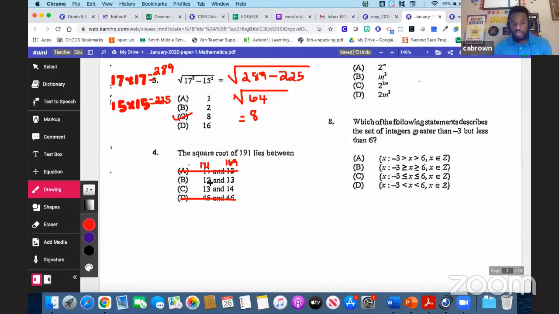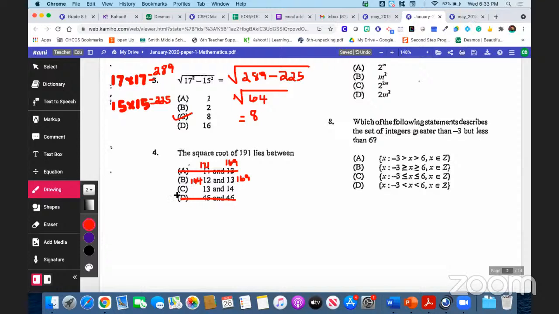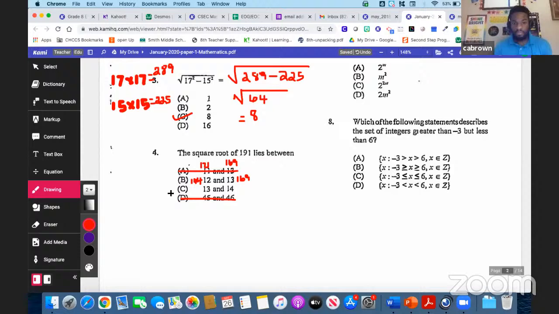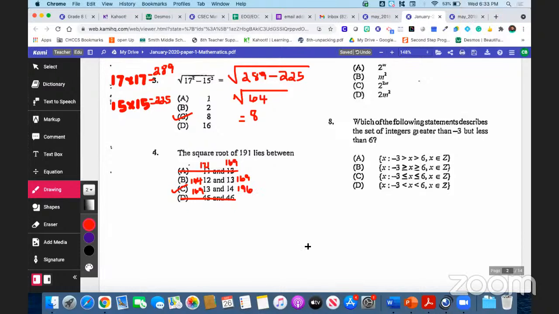12 squared is 144, and 13 squared is 169. Our number is 191, so it means that C is our correct answer. It lies between 13 and 14 because 13 squared is 169 and 14 times 14 is 196. So our answer is C.